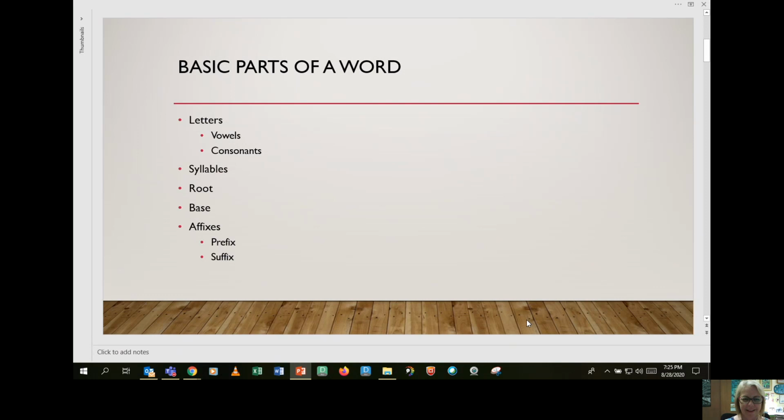Okay? All right. I hope this is helpful. We need to know all these terms and these definitions. Now you can study, take the quick quiz, and we'll move on.